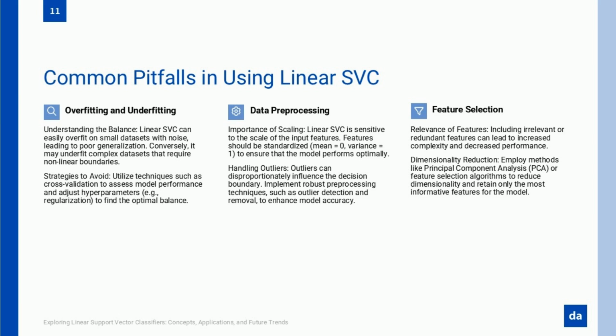Lastly, not performing proper feature selection can lead to unnecessary complexity. Including irrelevant or redundant features increases computational cost and introduces noise, making the classifier's decision boundary less reliable. Feature selection techniques such as principal component analysis, PCA, or recursive feature elimination can significantly improve the model's performance by retaining only the most informative features.